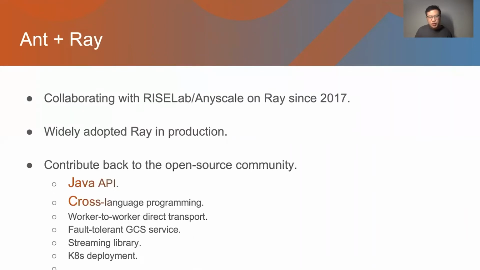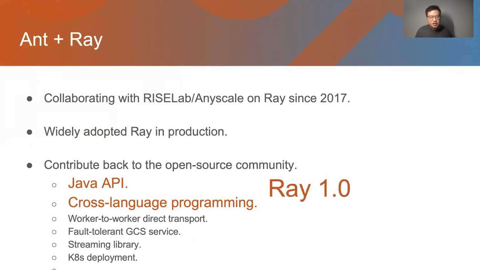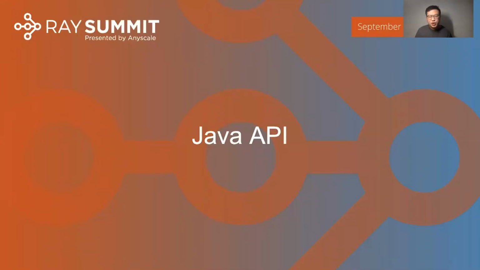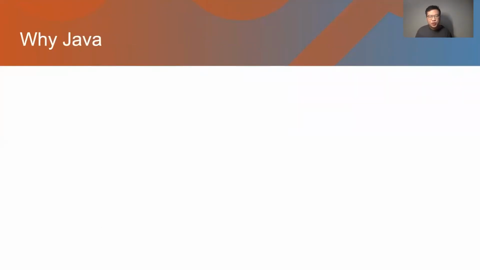Today I'm going to talk about two features, Java API and cross-language programming. They were just released a few days ago with Ray 1.0. First, I'm going to talk about the Java API. In the beginning, I want to explain why we needed Java on Ray.